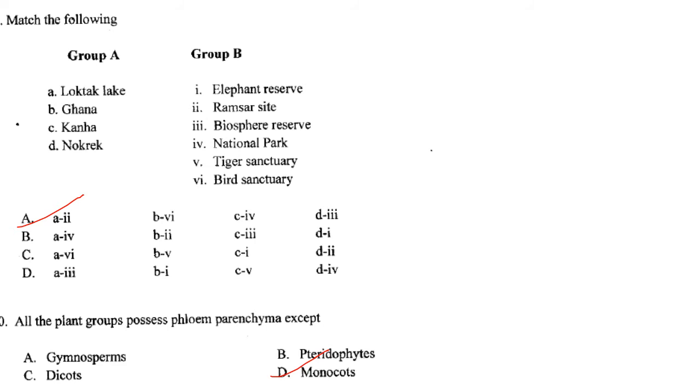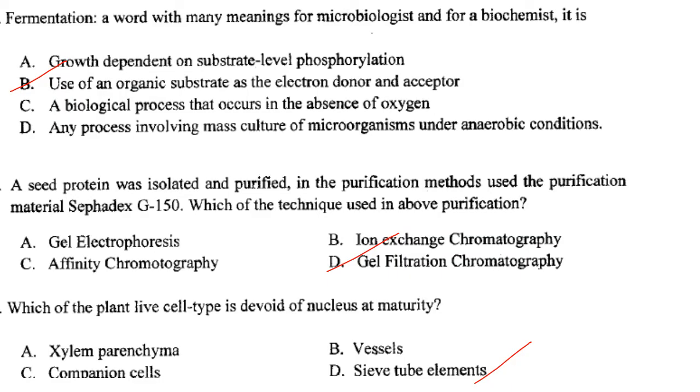So monocots don't have phloem parenchyma. Answer is option B. Then fermentation, a word with many meanings for a microbiologist and for a biochemist. It is the use of organic substrate as the electron donor and acceptor. Answer is option B.